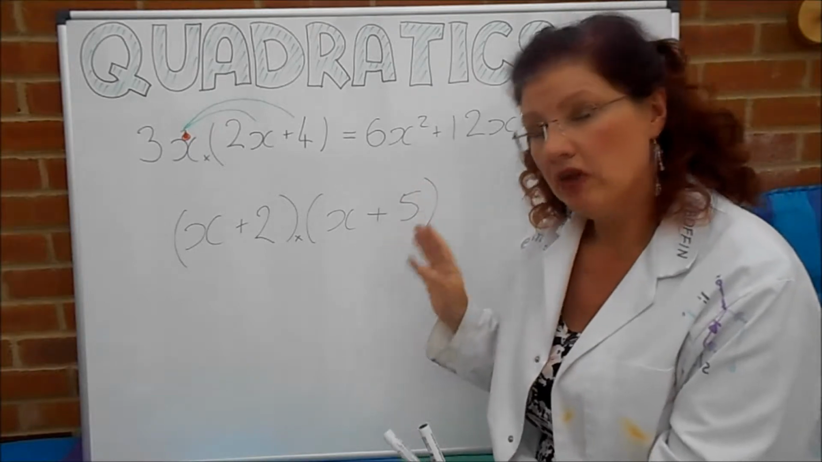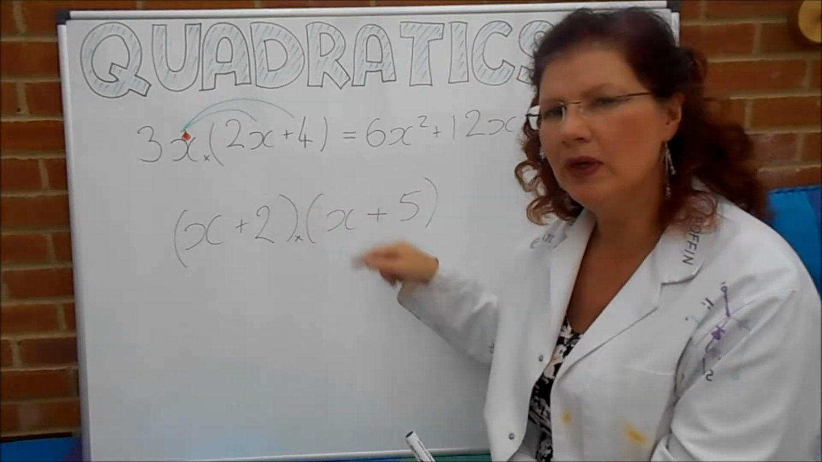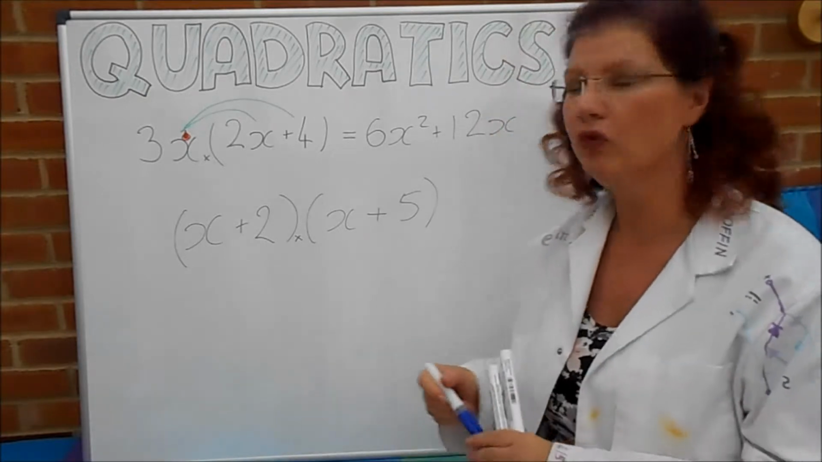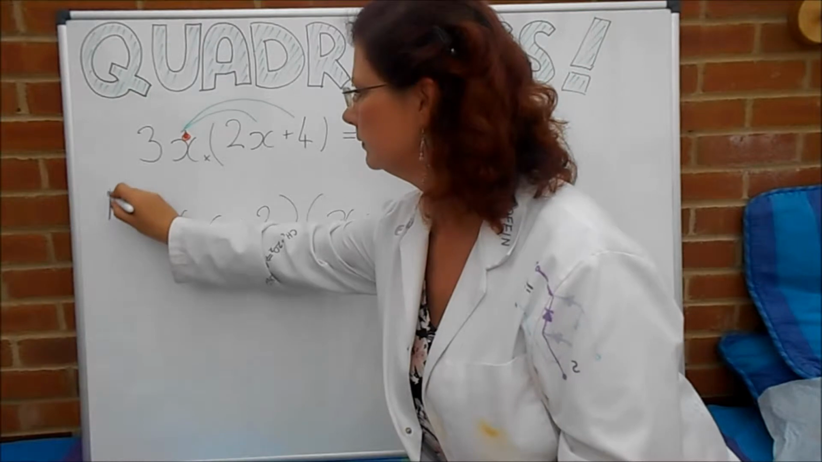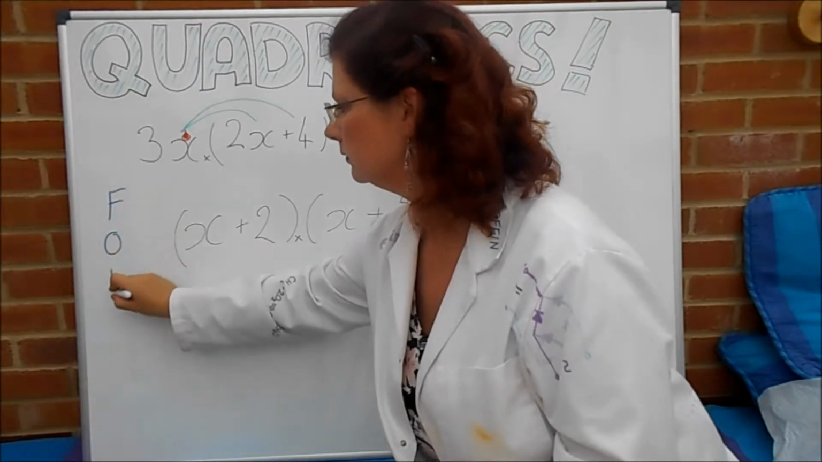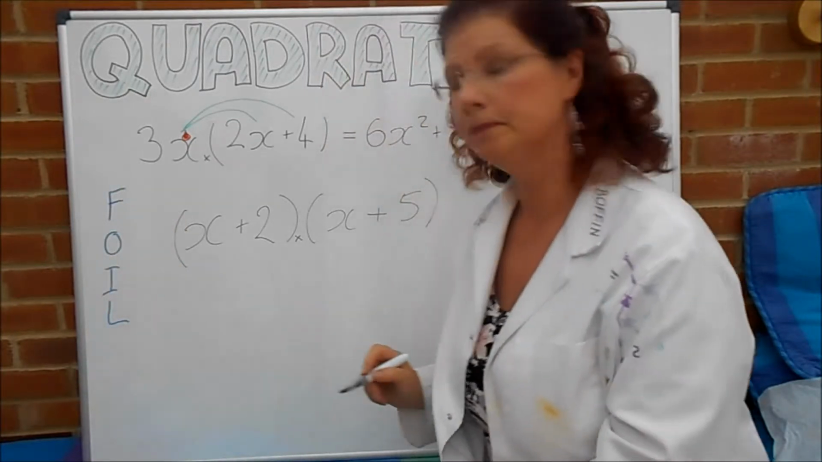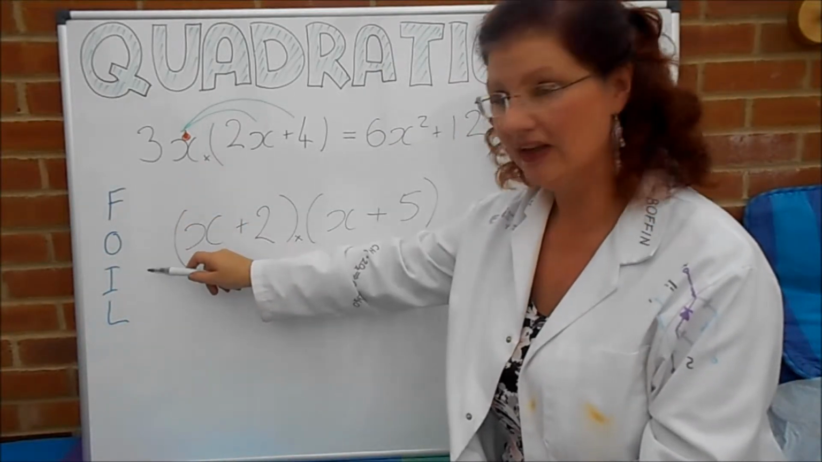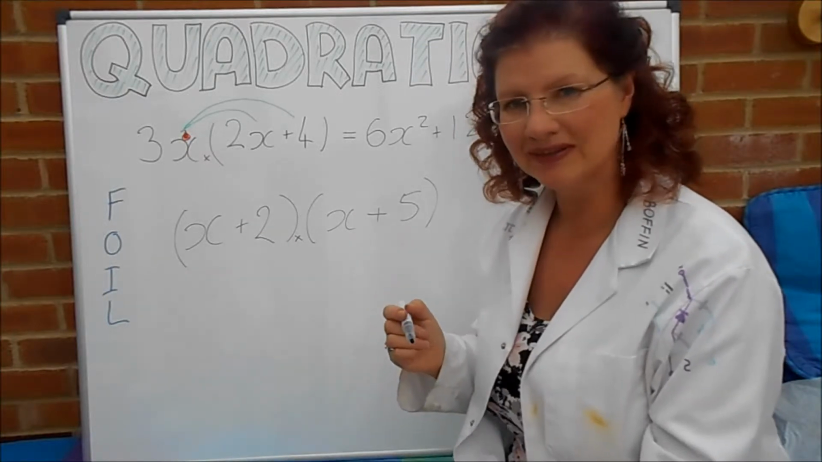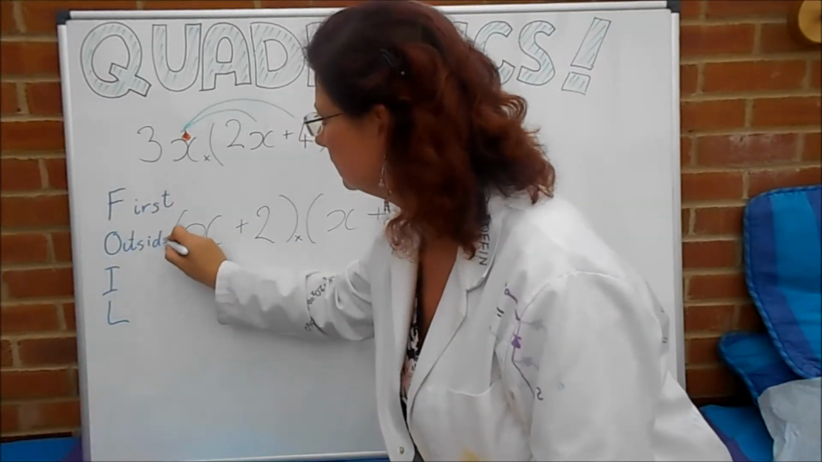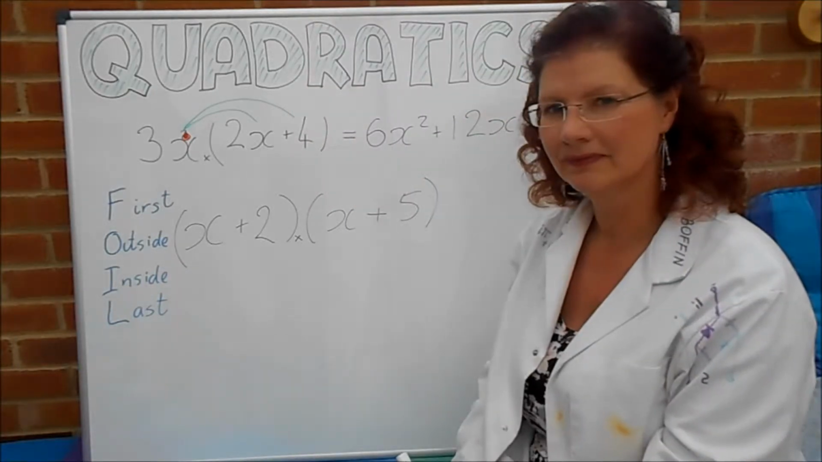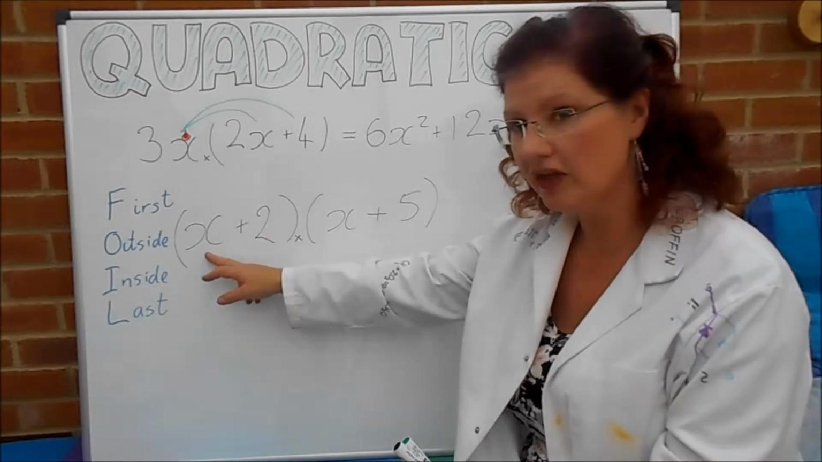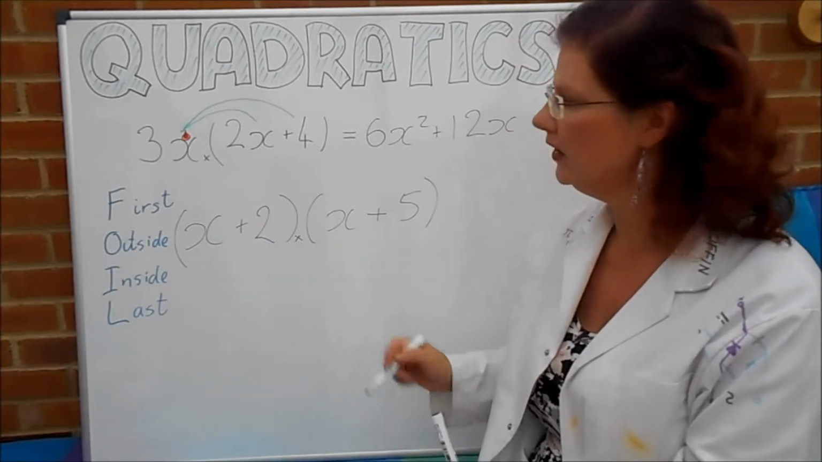The only thing that people ever go wrong on in this is not doing quite everything, not doing all of them. So there's a few ways to help you remember it, and one of the most popular ones is FOIL. That stands for first, outside, inside, last. I'll just write those out. There. So we're going to do the first ones, which means the first thing in this bracket times by the first thing in this bracket.